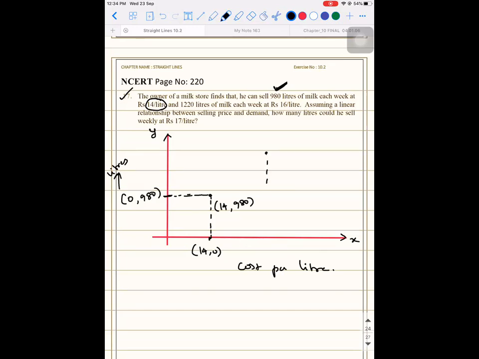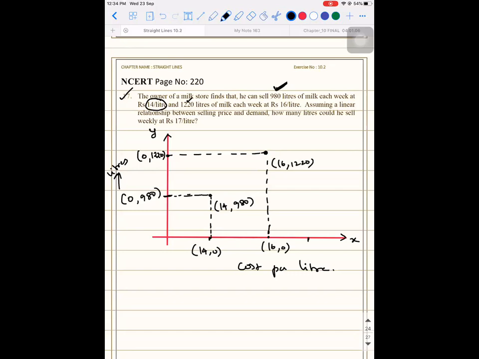If I drop it here, now tell me. So 16 per liter, then how many liters is he able to sell? 0, 1220. So what will be the coordinate of this point? 16, 1220.